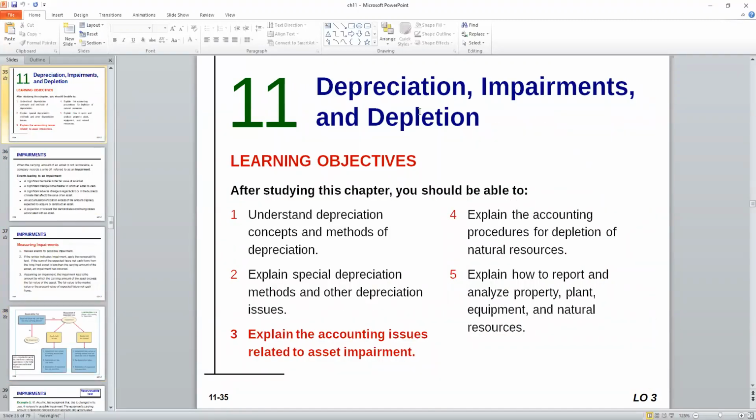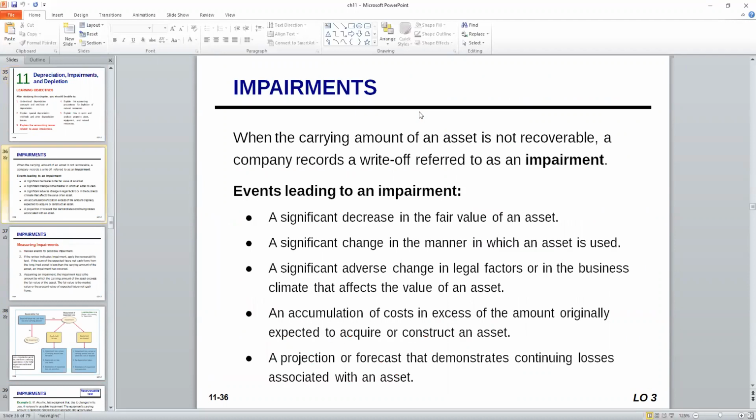Okay, so there is an issue that comes up in industry, and that's this issue of impairments. So impairment is when the carrying amount of an asset is not recoverable. So that can either be partially or totally. And so what's important is that a company writes off the amount of the impairment, either partial or total, when it's recognized.